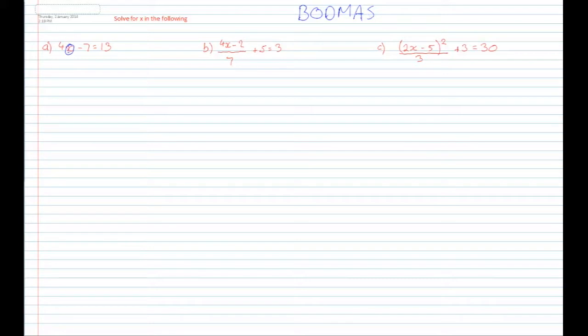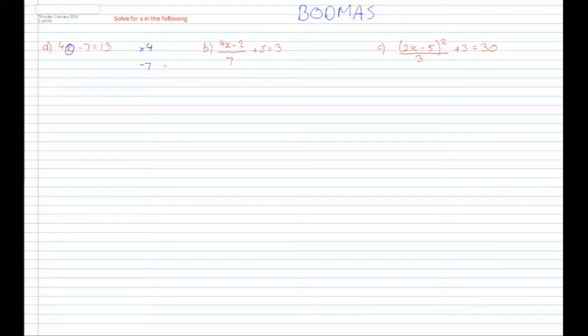Let's have a look at the x first of all over at question A. What's happening to it? Are there any brackets? No. Is there anything other than brackets, like powers? No. Is there any division? No. Is there any multiplication? Yes, because it's saying 4 times x, so it's multiplied by 4. Write that part of the story down. Is there any addition? No. Is there subtraction? Yes, it's minus 7. That's the story of what's happening to x.